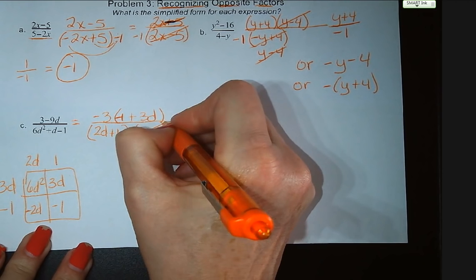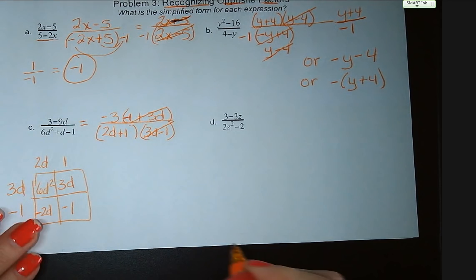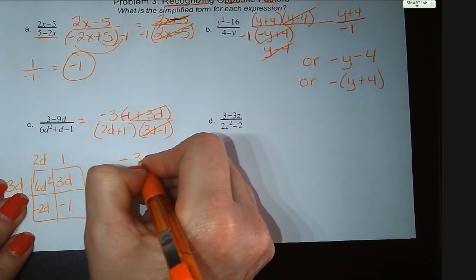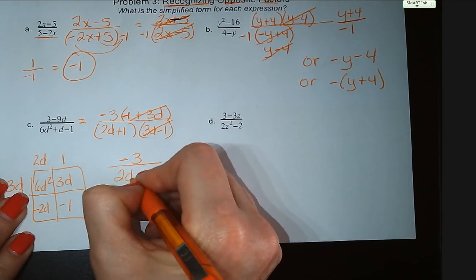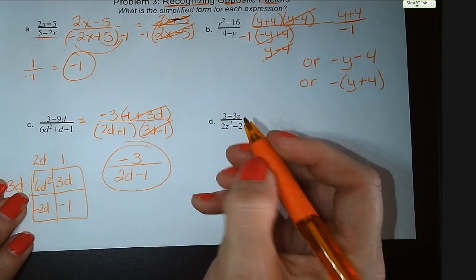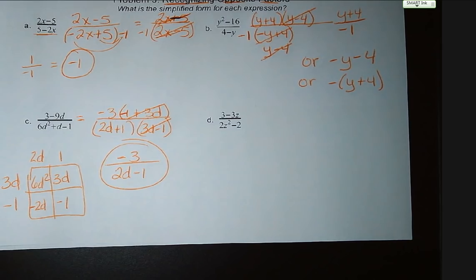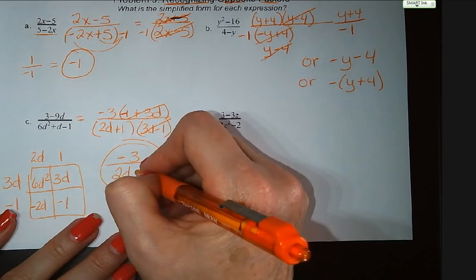And we can notice that the 3d minus 1 and 3d minus 1 cancel out, and we're left with negative 3 over 2d plus 1. Minus 1, sorry. Oh, no, plus 1. Should be plus 1. You did it wrong on your notes. All right, fine.